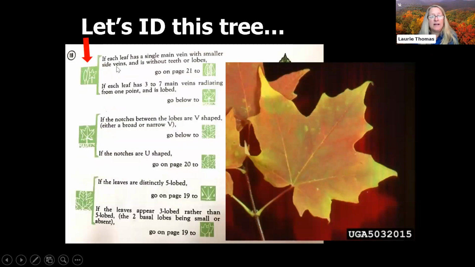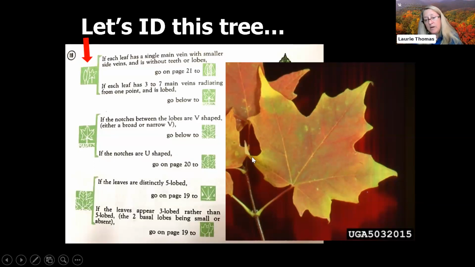Okay, so top bracket. Now it's asking us about some of the veins, to help us determine if we have lobes. So this is more of a margins question: if each leaf has a single main vein with smaller side veins and without teeth or lobes. And so you can see the little diagram. Think of a feather. Is it pinnate? Those little veins pinnate from one another right across. Or if each leaf has 3 to 7 main veins radiating from one point and it's lobed.